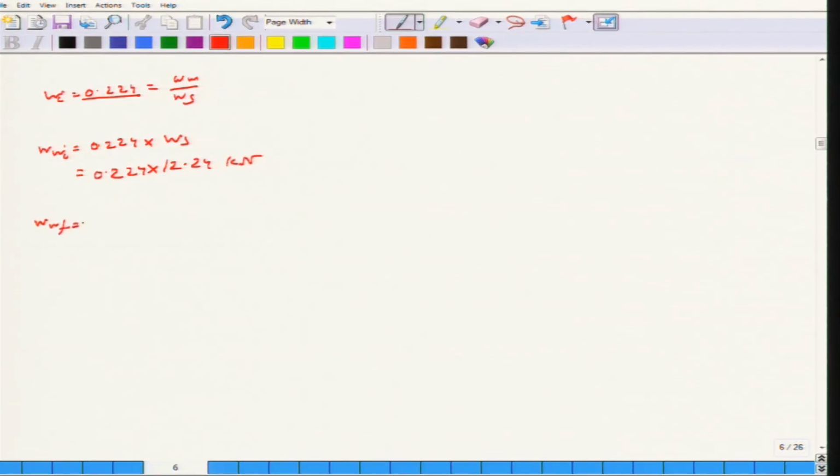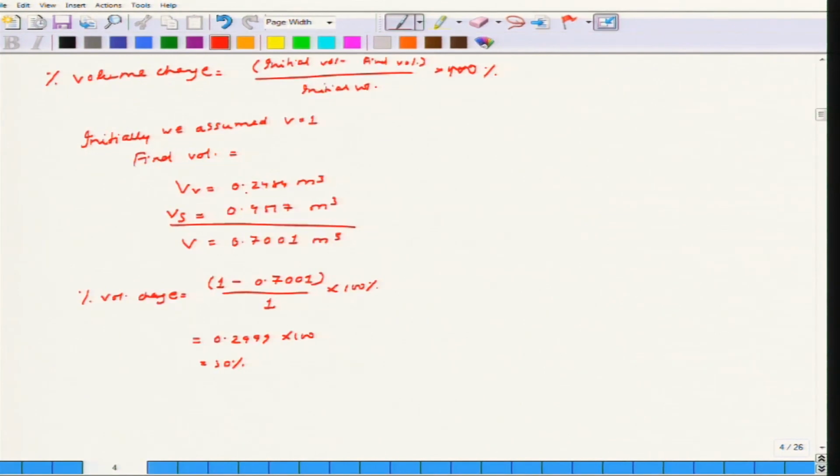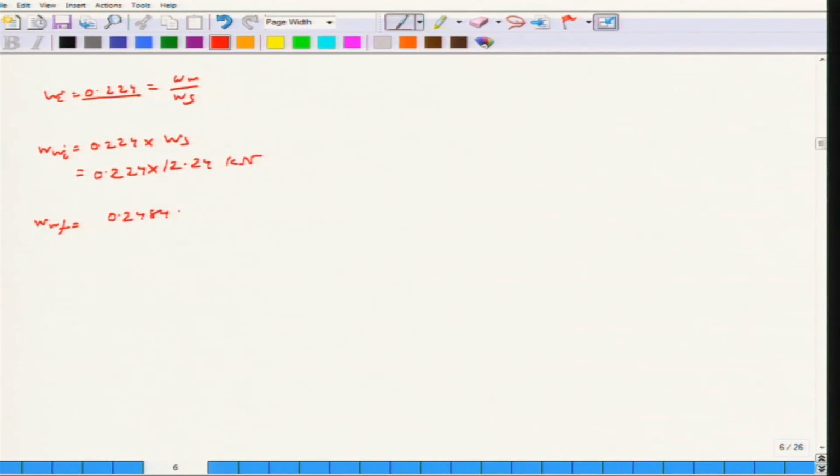Now what is the final weight of water? That we also know, because after isotropic compression we found that the volume of voids is 0.2484 meter cube. So it is nothing but 0.2484 into gamma W, because gamma W, which is 10 kilonewton per meter cube, is the weight of water by volume of water. So this is 0.2484 into 10 kilonewton, because again the volume is considered to be 1.